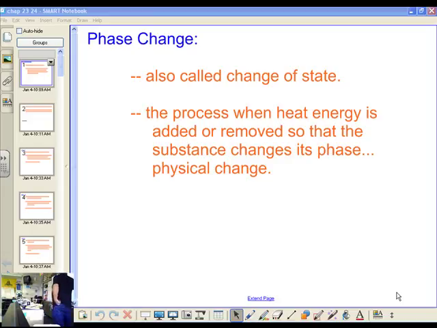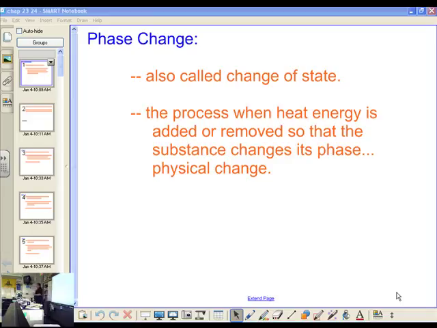So, phase change. We've talked about what heat is. We've talked about where heat goes, and a little bit what heat does. One of the things that heat energy does, when I add heat, the temperature goes up, it makes their kinetic energy go up. When I take it away, kinetic energy goes down. We have this changing temperature.